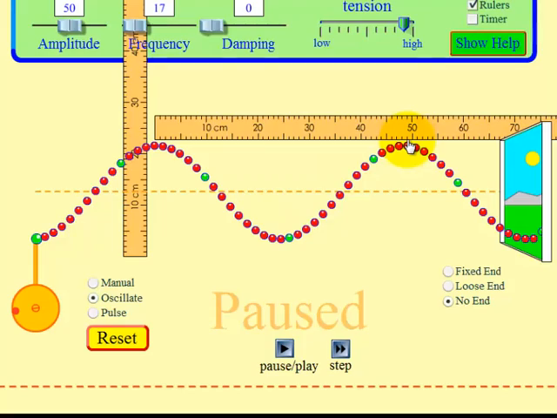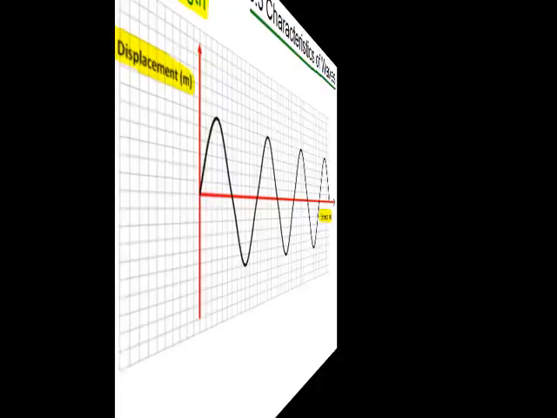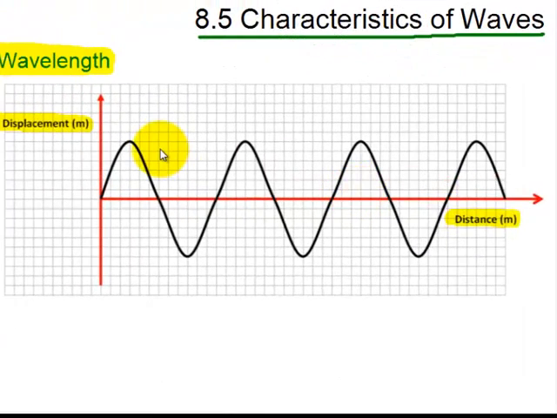The wavelength of the wave. So let's go back here, and we will be able to see that the wavelength of the wave is from this point to this point, because this is a complete oscillation. The distance which the wave covers in one oscillation is what we refer to as the wavelength of the wave.